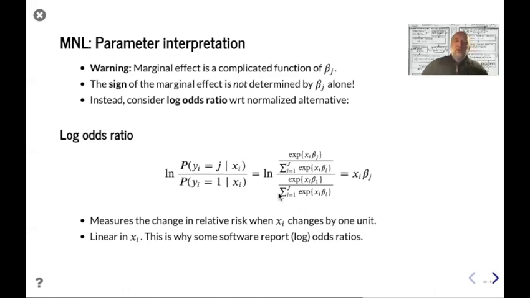And then the difference in exponentials, well, anyway, it collapses to this once you take the log, if this guy here is, for example, normalized to 0. Okay, I apologize for not making this benchmark alternative 0, but I guess I changed notation on the run. Anyway, so it measures this log-odds ratio relative to some benchmark alternative, and measures the change in the relative risk when X changes by 1 unit.